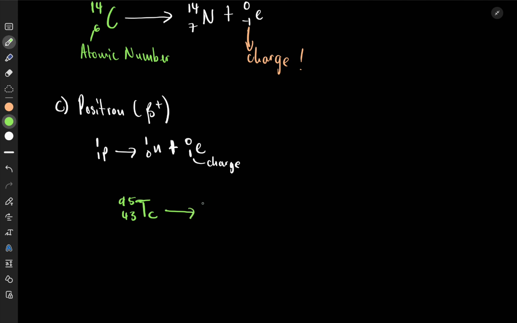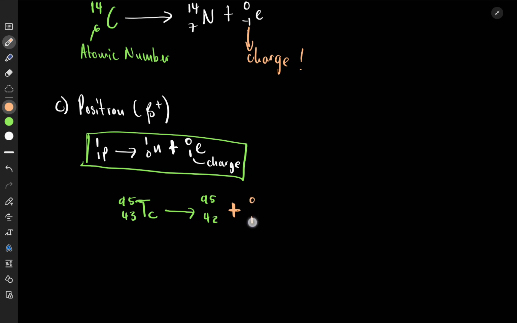This can go to become 95 42. So the number of protons will reduce, but the top number will remain the same because we have a proton converting itself to become a neutron. But what do we know? When it's like this, we know that a positron is going to be released. What will be a positron? The top will be 0, the bottom would be 1, and then you can put E for electron. Okay, now we can have the sum of the numbers on the left being equal to the sum of the numbers on the right.